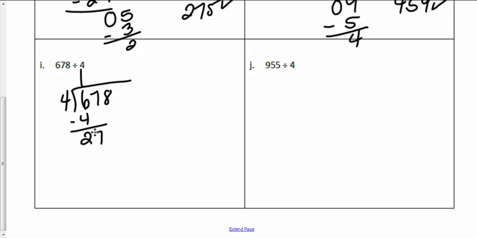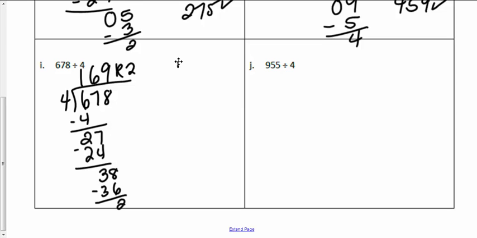So I add that to 7 tens. Well, 8 times 4 is 32. 7 times 4 is 28, so I'm going to do 6. 6 times 4 is 24. That leaves 3 tens. I'm going to add that to the 8 ones. Well, 9 times 4 is 36. That's going to leave me with the remainder of 2.